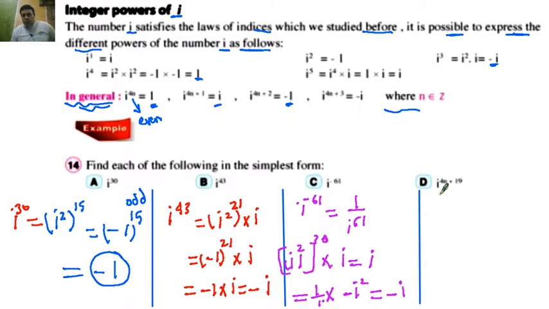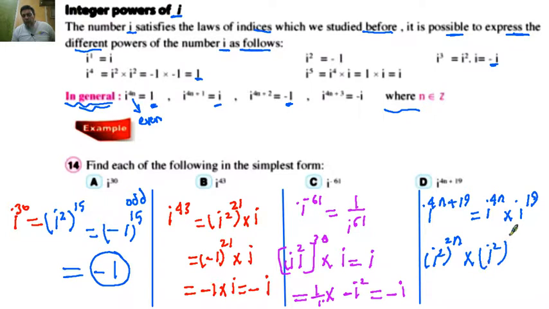Number D, i to the power 4n plus 19. We can separate this number into i to the power 4n multiplied by i to the power 19. i to the power 4n equals i squared to the power 2n, times i to the power 19, which is i squared to the power 9 times 2 equals 18 from 19, with remainder i.